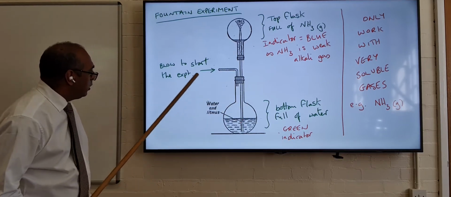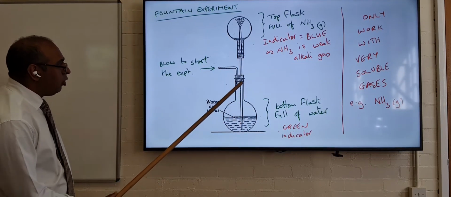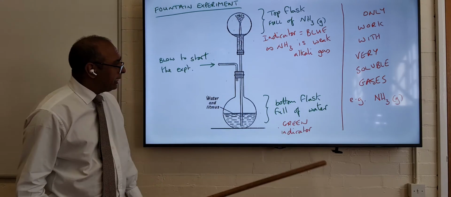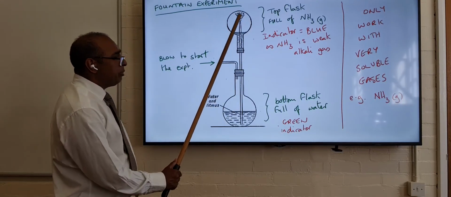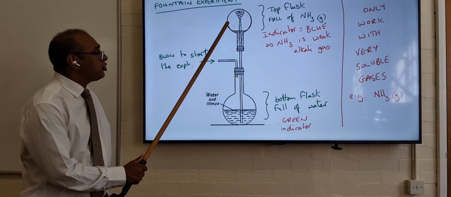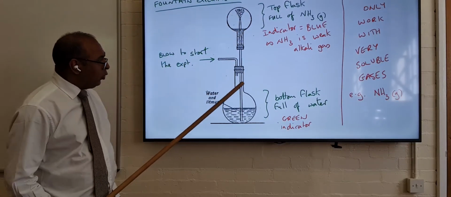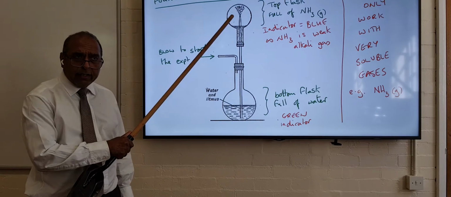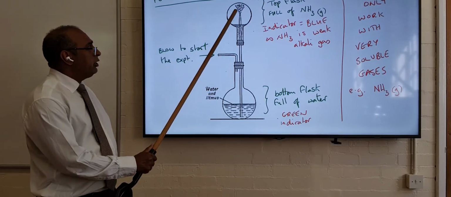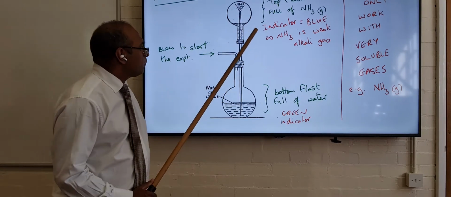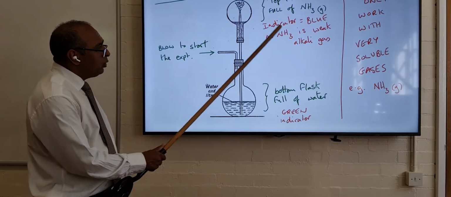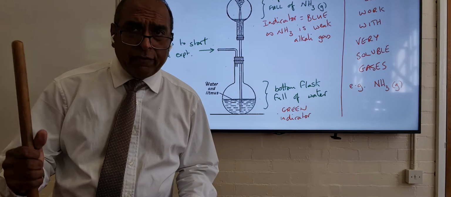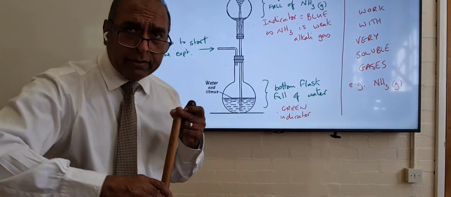And what happens is you blow to push a little bit of this up into the top flask, which is full of ammonia. Now ammonia is an alkaline gas. This water, when it goes up as a fountain, will dissolve the gas into itself. As the water dissolves the gas, it causes suction. That suction sucks the water up. You get a fountain effect, which is quite spectacular. And the indicator up there will be blue because ammonia is an alkaline gas. So if you watch the next video, I do that.